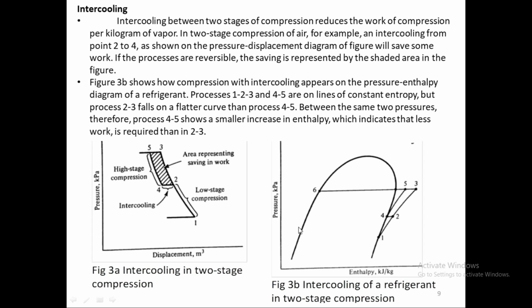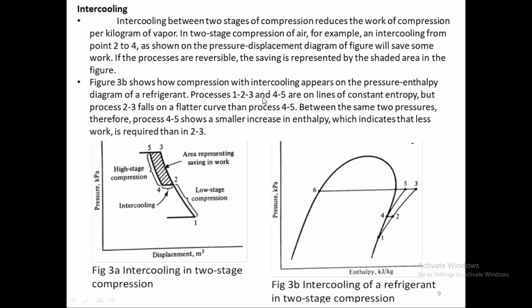Now figure 3b, which is this figure, shows how compression with intercooling appears on the pressure-enthalpy diagram. So compression with intercooling goes from state 1 to state 2, then intercooling, then goes to state 5, instead of going from 1, 2 to 3 straight here. In that case the work required by the compressor will be higher. Instead of doing that, we go this way, so then the work required will be lower.